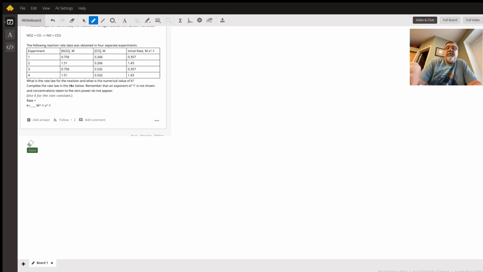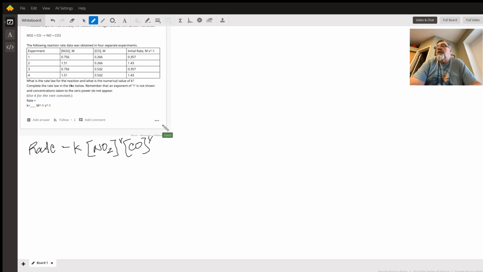So if we're working with this, we say rate is equal to k times the nitrogen dioxide to the x, and we're looking for what x is, and then carbon monoxide to the y, and I like to say what y is. x and y there are known as the order of reactions.